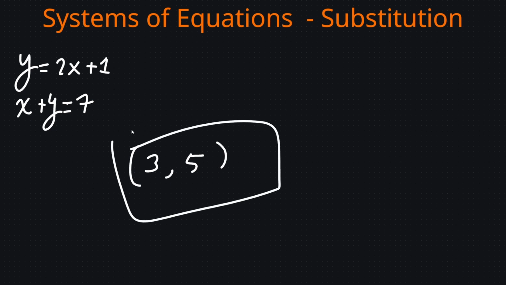This is a solution if and only if it works for both the first equation and the second equation. So if I were to plug in 3 for x and then 5 for the y in the first equation, I should get a valid equality. It doesn't happen in this case, this is just an example, but in general, that is how you know a solution is actually a solution to a system. So let's see what that looks like.